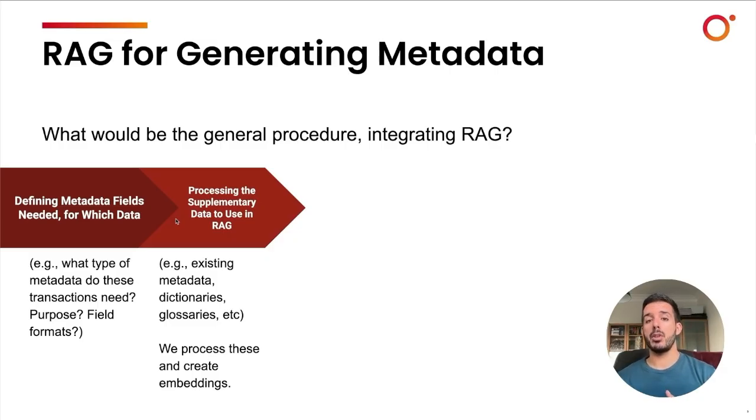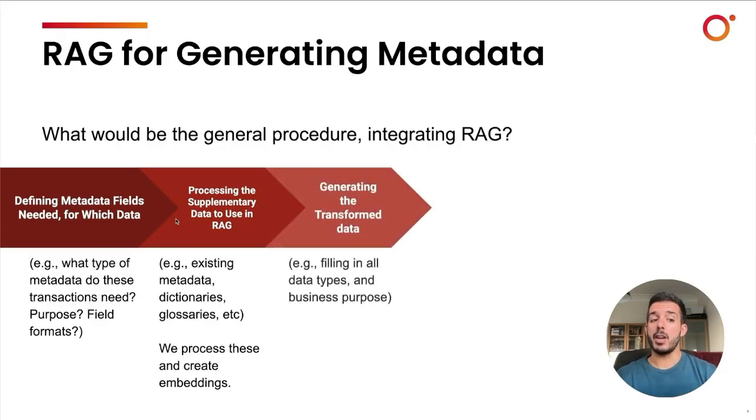The existing metadata, dictionaries, glossaries, and so on, right? So we transform them into text, we create embeddings, and we index the embeddings. Again, you know this by heart by now. Then we actually generate the metadata with an LLM, right?